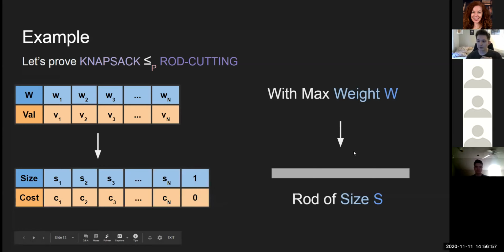Essentially, in an optimal solution to our knapsack problem, we might have some unused weight. To accommodate that, we just fill it with cost 0. So that's what we do for our rod cutting. Does that work? Everyone feel good about that?